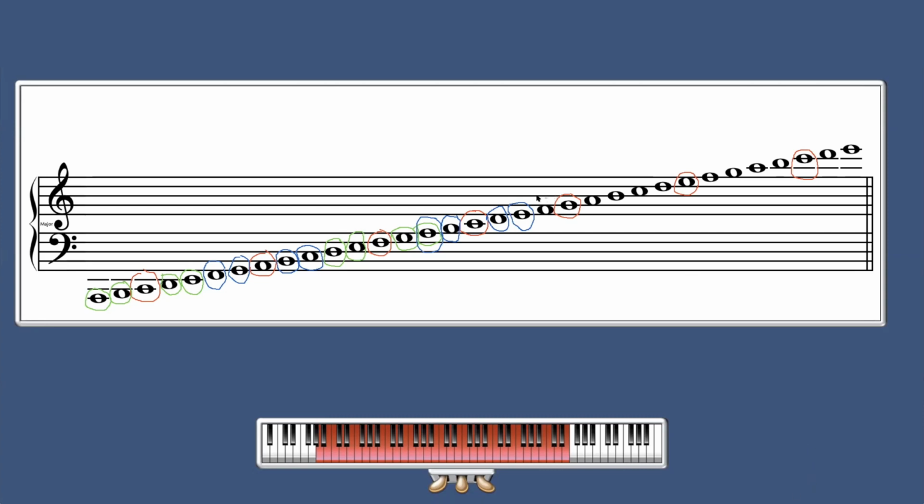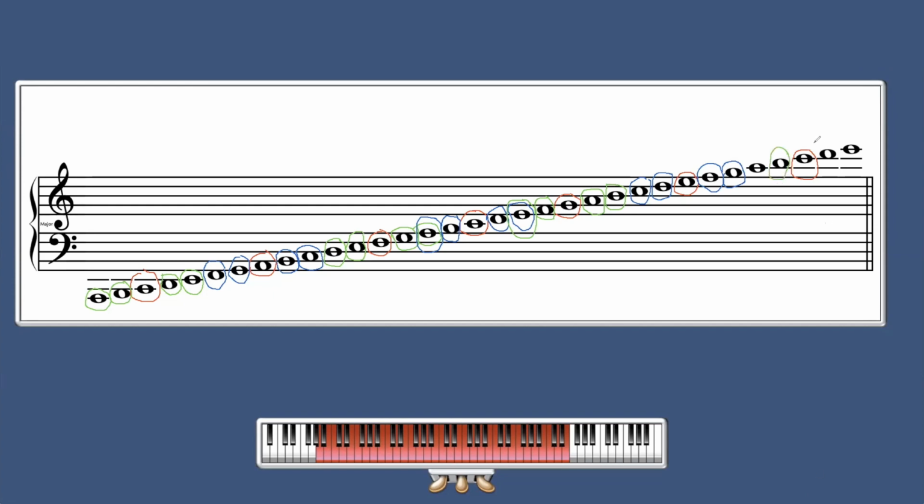G clef G is responsible for a step below, which is? F. And a step above. A. And a skip below. E. And a skip above. B. And my next home note is top space E. Step below. D. And step above. F. And a skip below. C. And a skip above. G. And my last home note is high C, which is responsible for a step below.